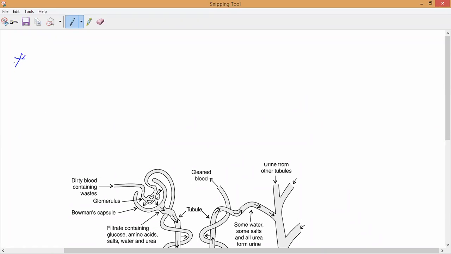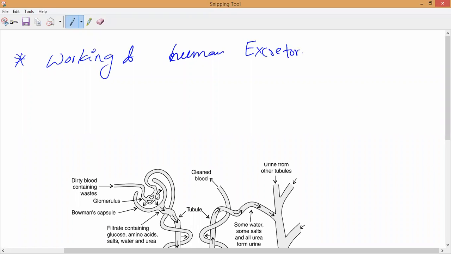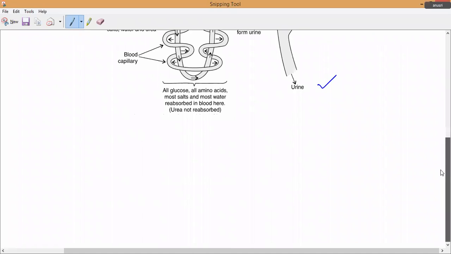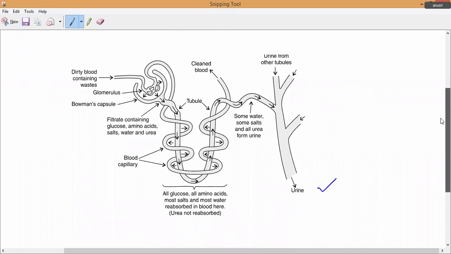Your side heading for today's class, you have to keep: Working of human excretory system. So what is this called? In brackets you have to write: Nephron. You understand? That is what you have to keep. So what is this diagram's name? Diagram to show the working of human excretory system. That is this diagram. So please all of you take the screenshot and later we'll proceed.